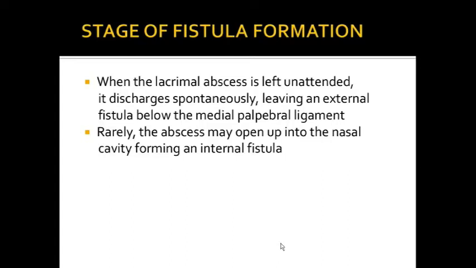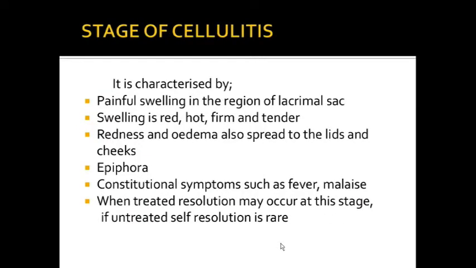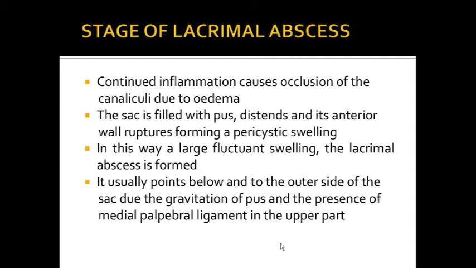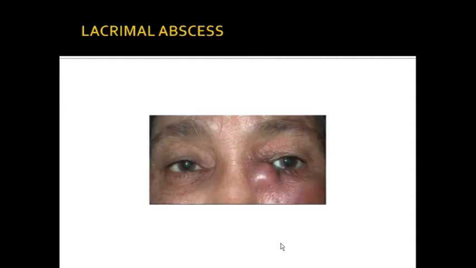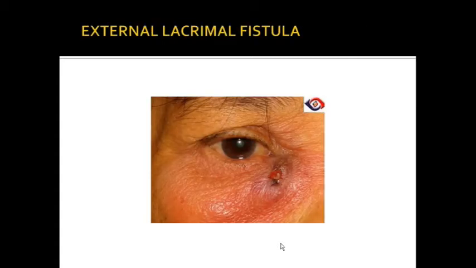So this you need to know: first we have the stage of cellulitis, which is followed by the stage of lacrimal abscess, and finally, when the lacrimal abscess is left untreated, it leads to fistula formation. This can be external fistula formation, and it can be internal fistula formation. Okay, so this is an external fistula formation, which you can see in the picture.